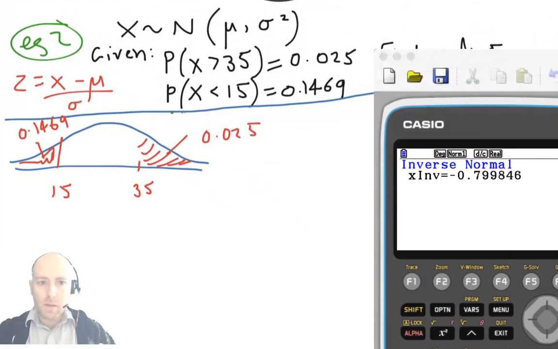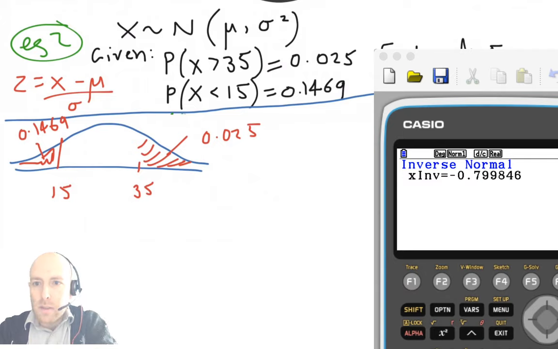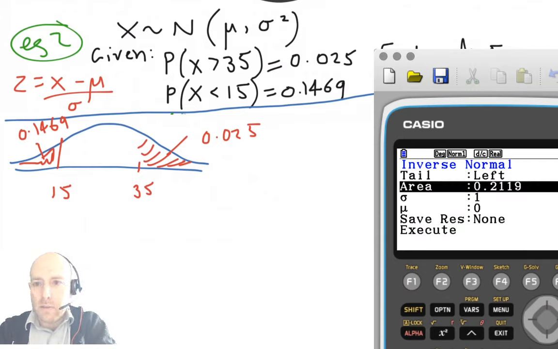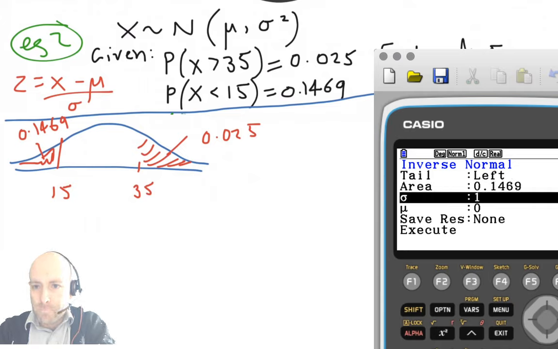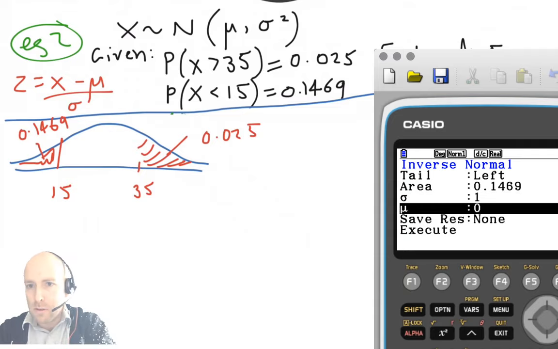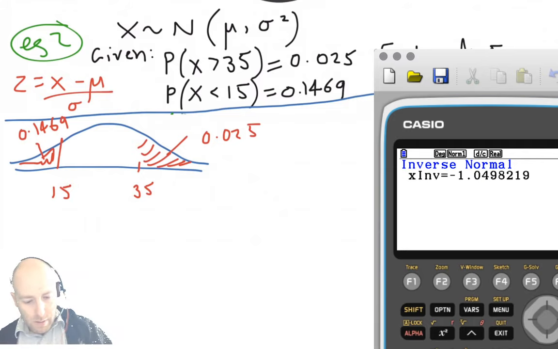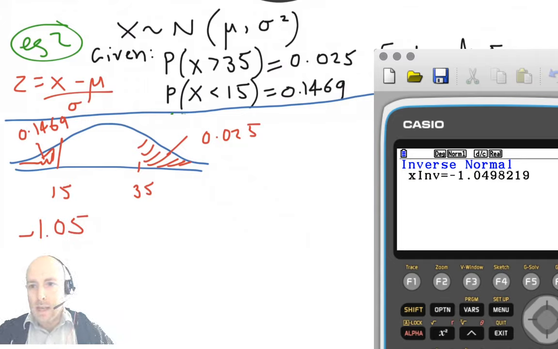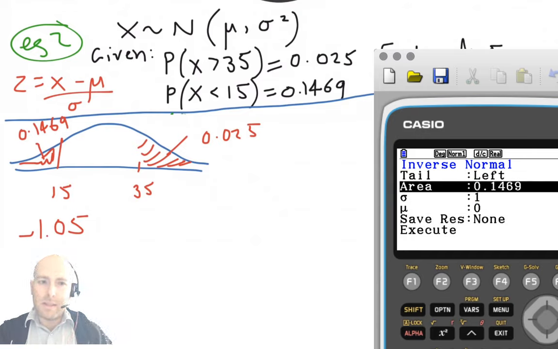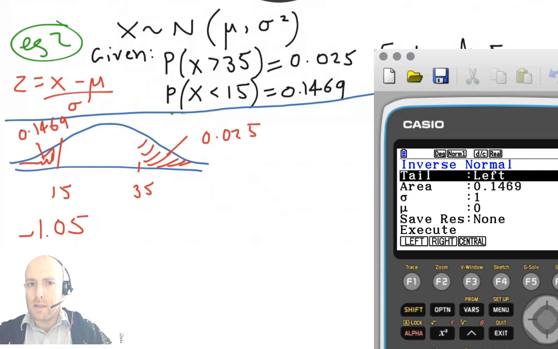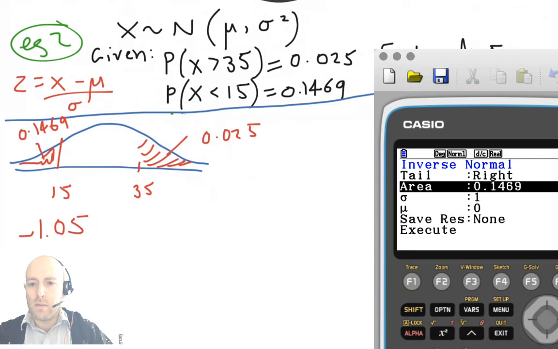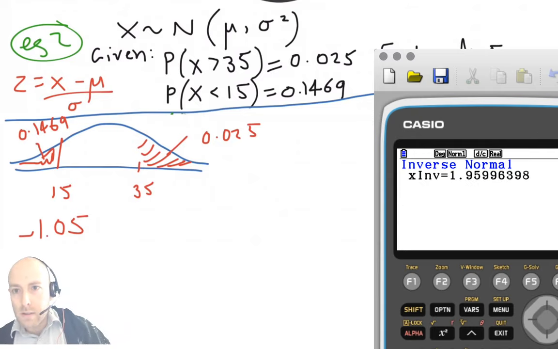So if we bring the calculator back up, we're going to type in the first one, tail to the left, 0.1469. Check it's still got sigma as 1 and mu as 0. And we get the x value for that one is going to be minus 1.05. Cool. Do the same thing again. If you're using a ClassWiz, remember it only does less than probability, so you need to do 1 minus 0.025, put that in. It'll give you the same answer though, but we can just change our tail to the right and put in 0.025. And go down to execute. And then we get the inverse normal is 1.96. So we've got the two Z values.